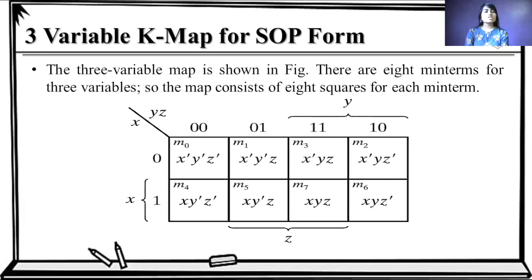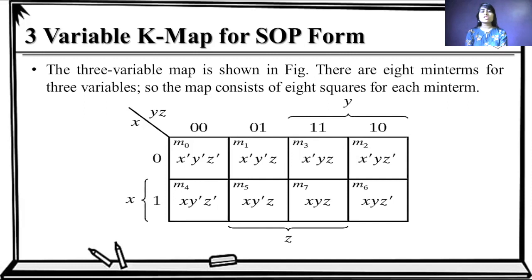We have x, which has the value 0 and 1, and here we write y and z as a combination. So here y z, and this y z has 4 possible combinations: 0 0, 0 1, 1 1, 1 0. Here we write this combination as 0 0, 0 1, 1 1, 1 0, not in the form of 0 0, 0 1, 1 0, 1 1. Okay, here we write this pattern in gray form.